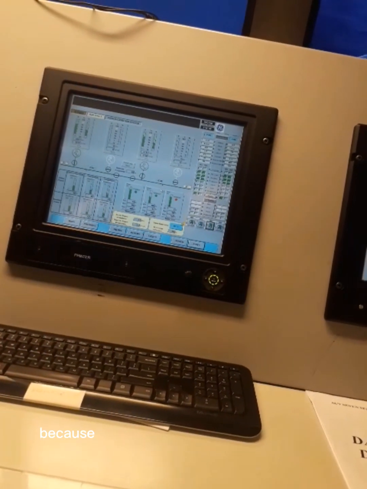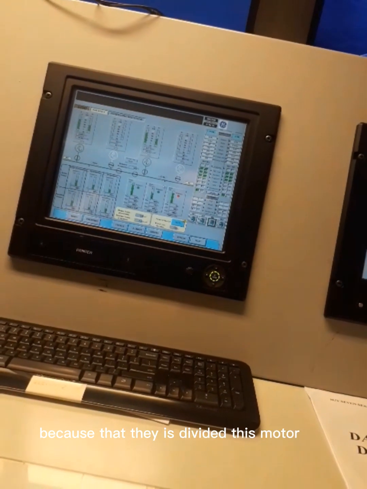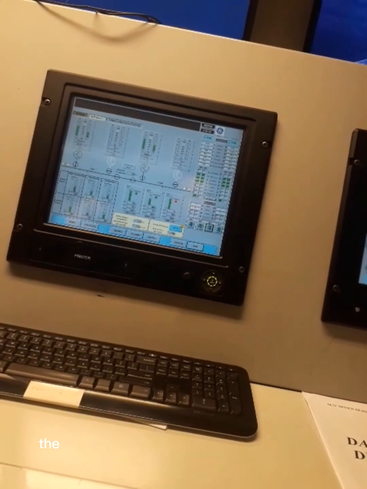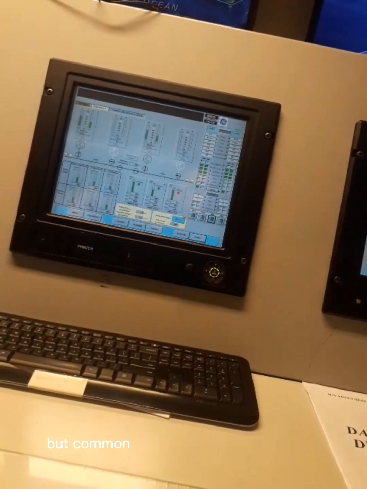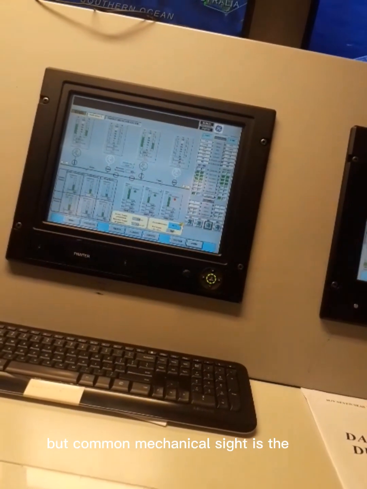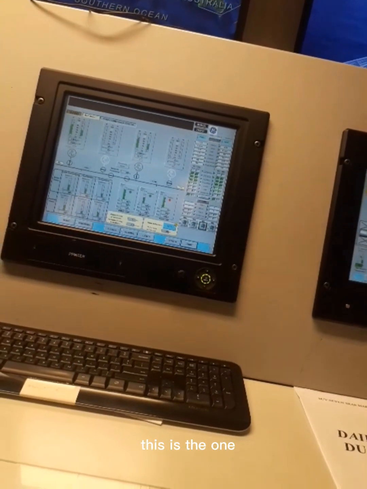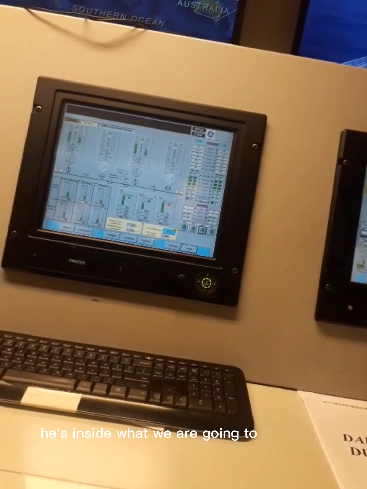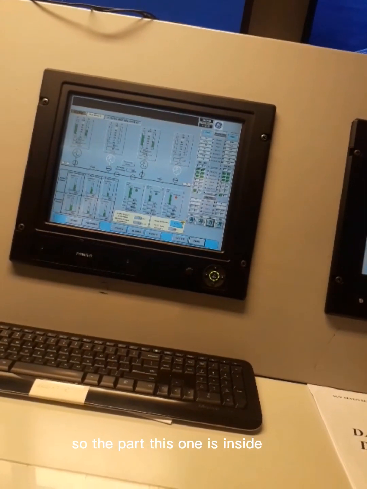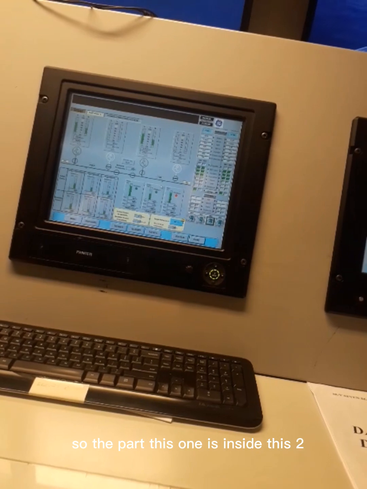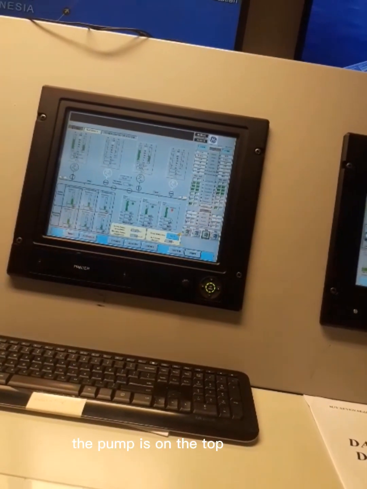For each half, because this motor is divided into two parts, the control is divided just to drive separately, but the common mechanical side is the same. So lubrication of the shaft, this is the one which is inside, what we are always going to inspect. So all the parts, this one is inside. These two, you were already there. The lubrication of the bearings, the pump is on the top.